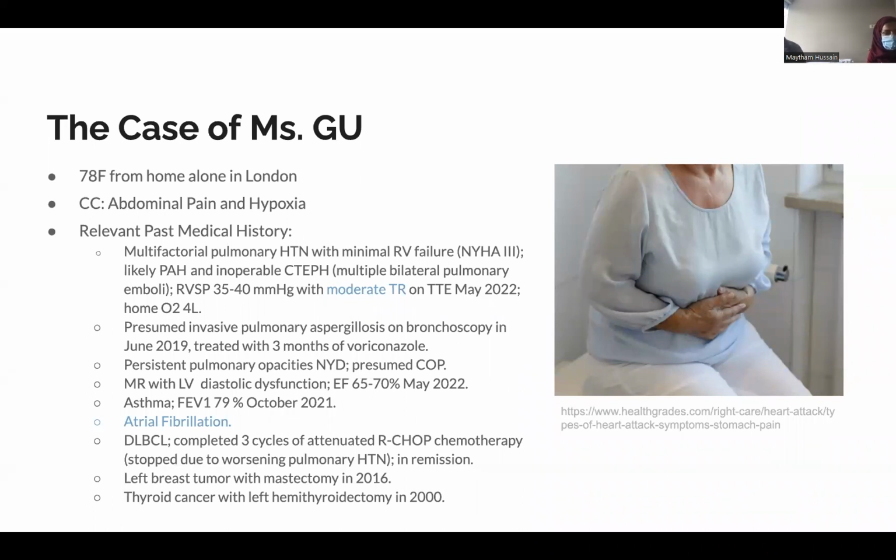She does have AFib as well, for which she's on warfarin, digoxin, bisoprolol, and diltiazem. And then she has a bit of a malignant history here. She did have diffuse large B-cell lymphoma and completed 3 cycles of attenuated R-CHOP chemotherapy, but this was then stopped due to worsening pulmonary hypertension. As per her most recent assessment, though, she is believed to be in remission. She otherwise had a left breast tumor for which she had a unilateral mastectomy in 2016 and thyroid cancer with a left hemithyroidectomy in 2000.